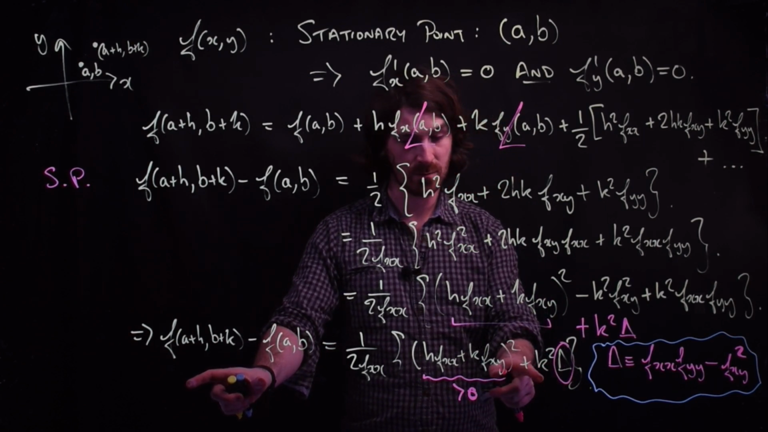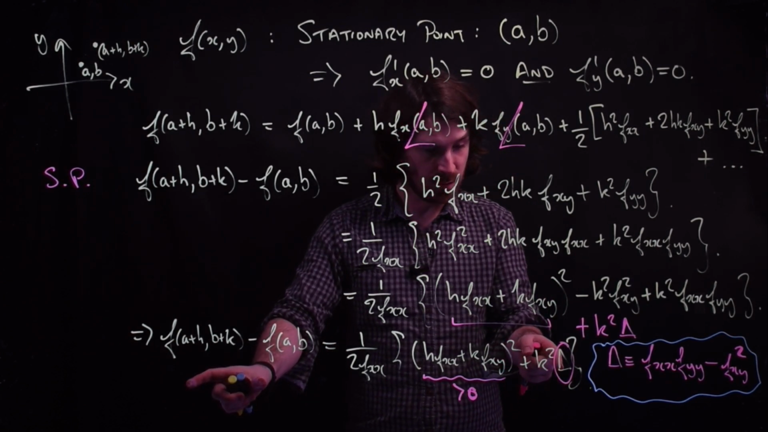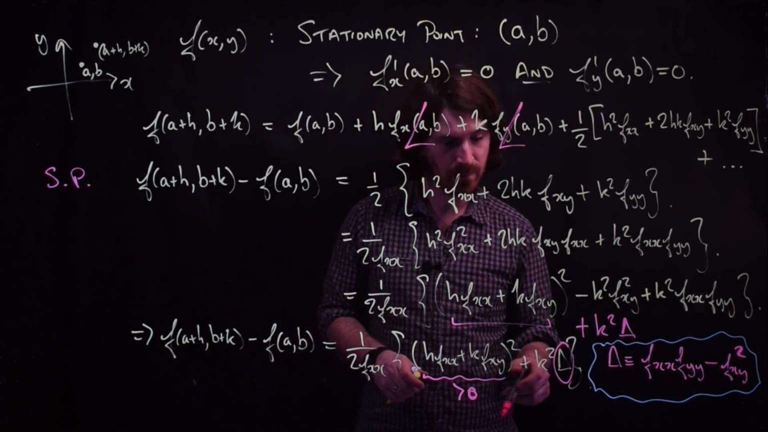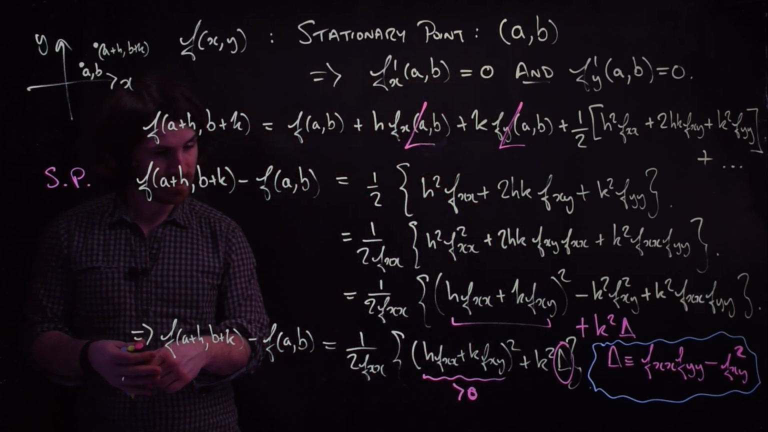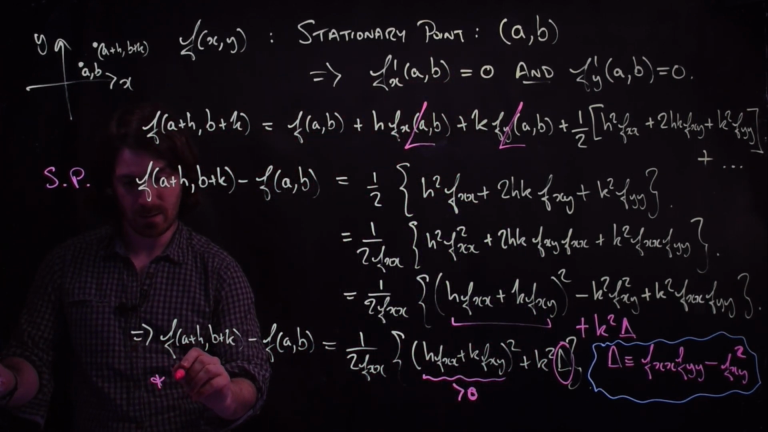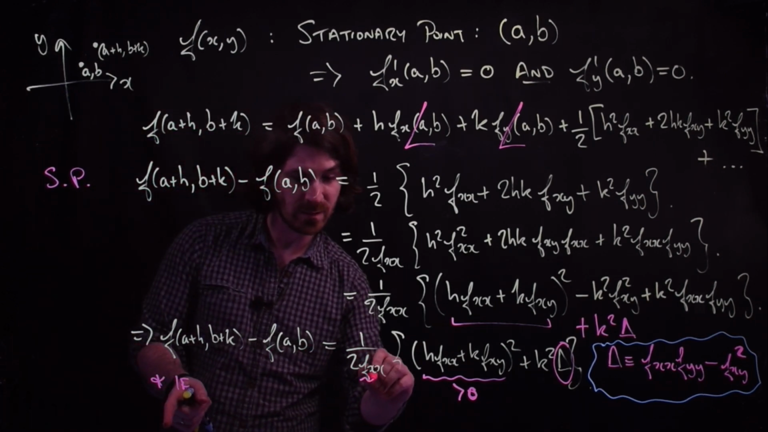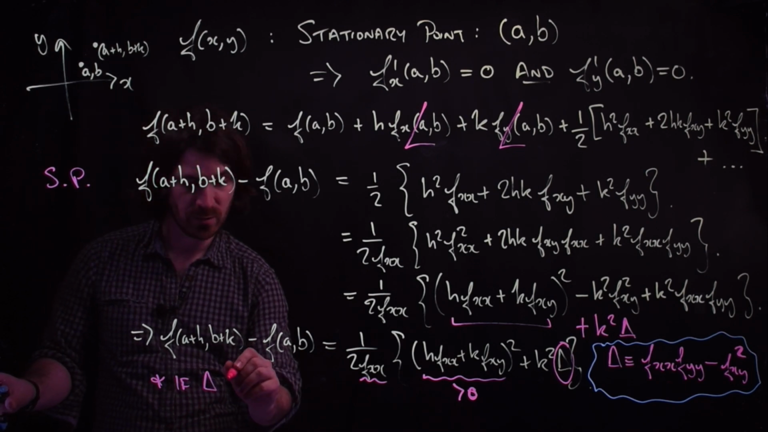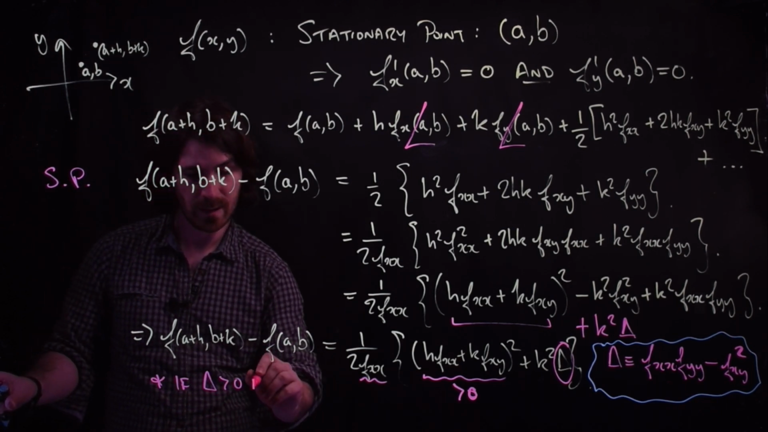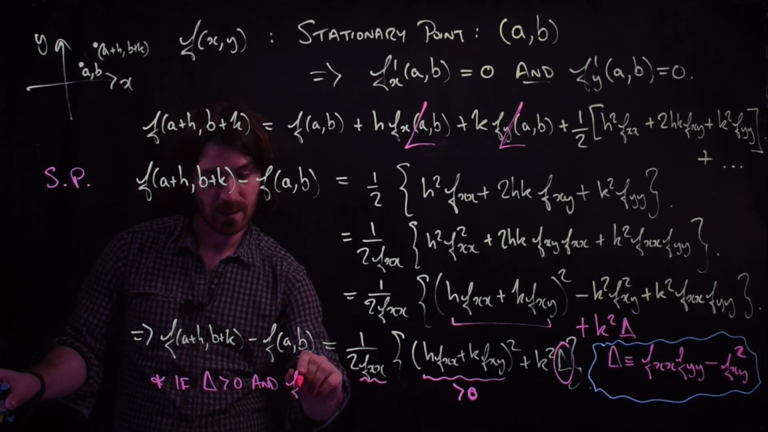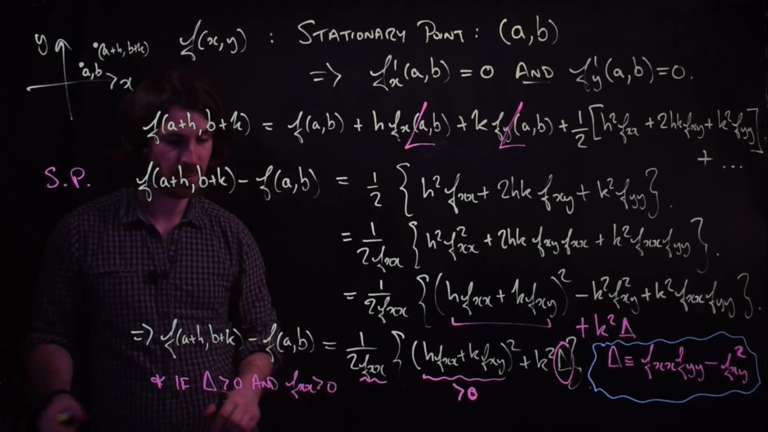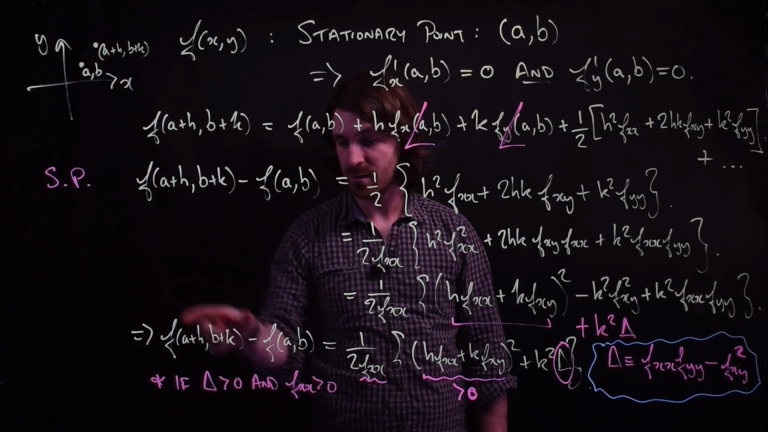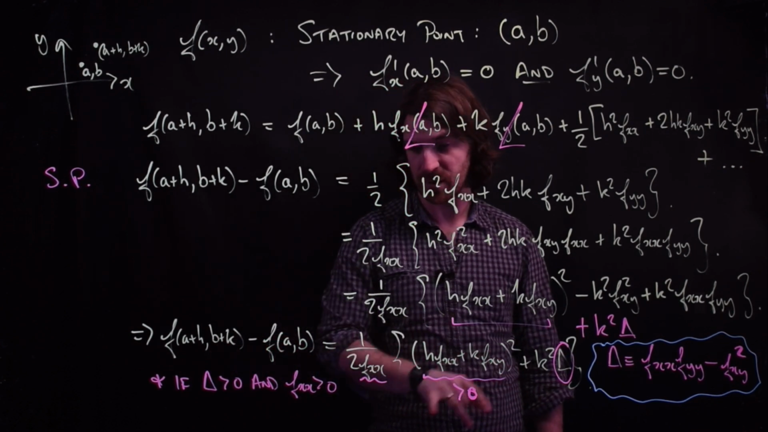Okay, so k squared is going to be greater than 0. So we have to focus on this delta, and we get different cases. We find the sign of this. So if delta is greater than 0 and fxx is greater than 0, then what does that mean? It means that the difference between the function here and here will be a positive number.